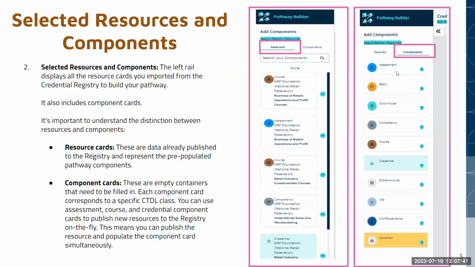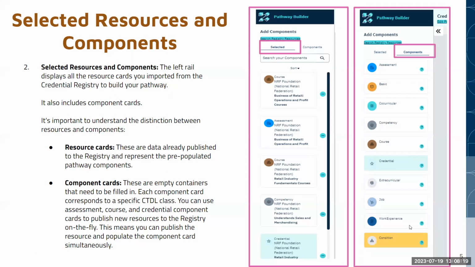Your components are empty containers, so they need to be filled in, and they'll always have a question mark that you can click to find out the definition of that specific component. That's the difference between those two types of cards. If you need to return to search the registry to bring more cards in, you can always do that. The whole idea is you'll be dragging and dropping cards from this left rail onto the board. When data is not in the registry but you need a component, you will come under components, grab an empty card, and fill it in.